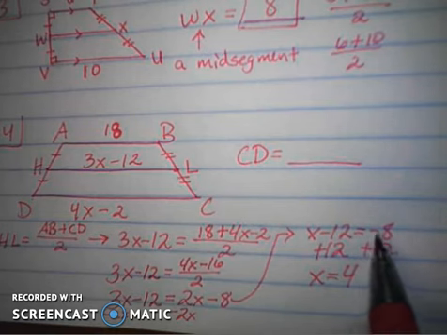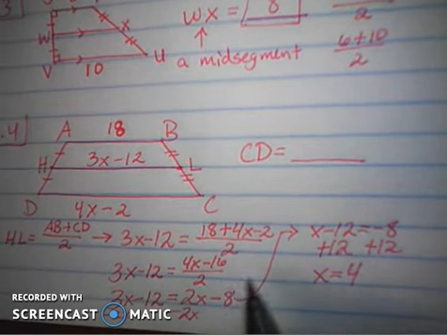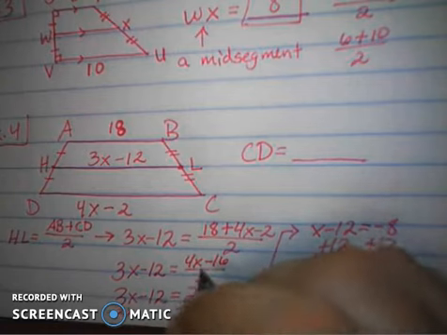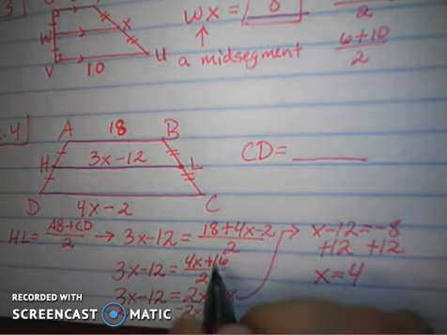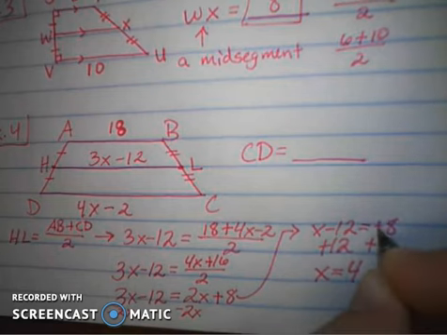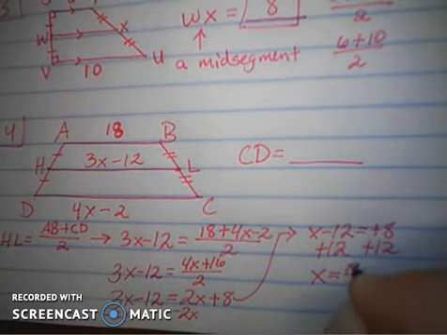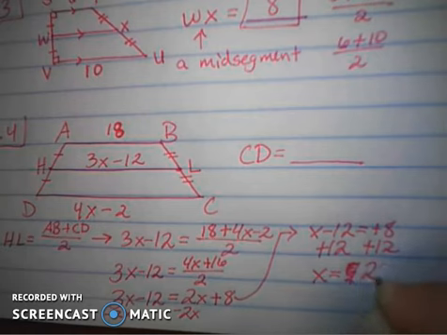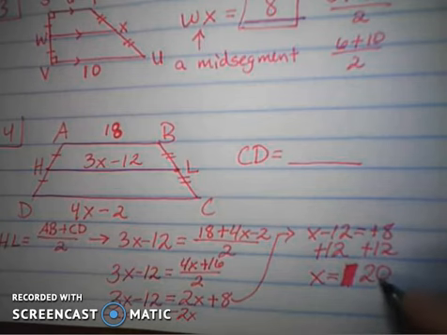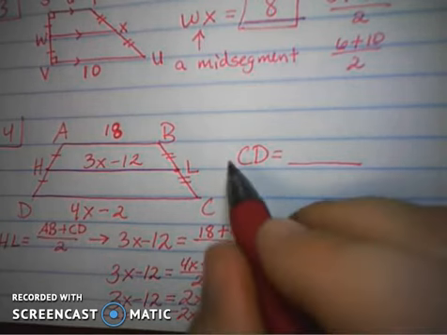I'm sorry, I noticed a mistake. Let me go back all the way and fix it. 18 plus negative 2 should be positive 16. So when I divide that by 2, I should get positive 8. When I add 12 to positive 8, I don't get 4. I get 20. And I'm sorry if that confused you. I didn't mean to. You probably caught it before I did anyway. So x is 20. And now all I have to do is plug back in to find CD.